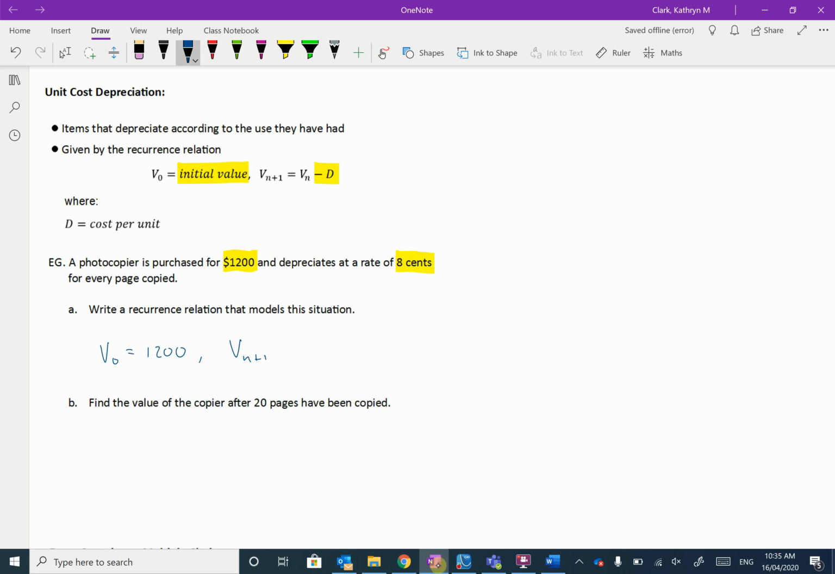Vn plus 1 equals Vn minus, I need to convert this into dollars. So this will be 0.08. You have to be careful and make sure that we have the same units for that one there.